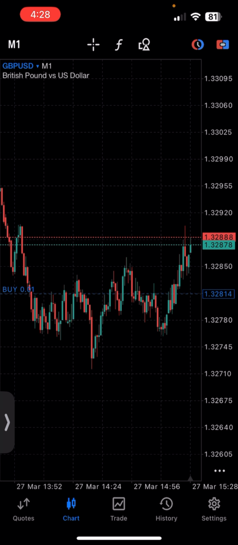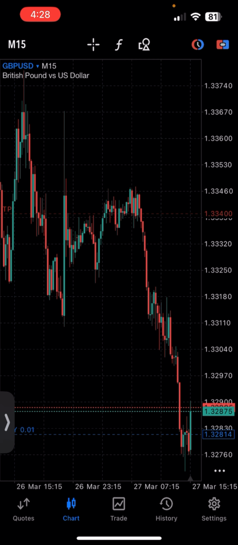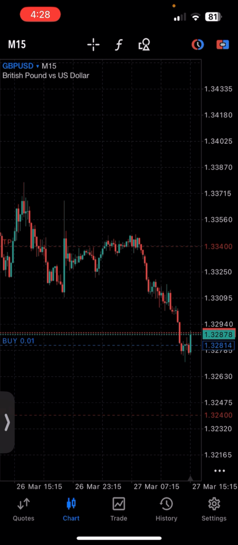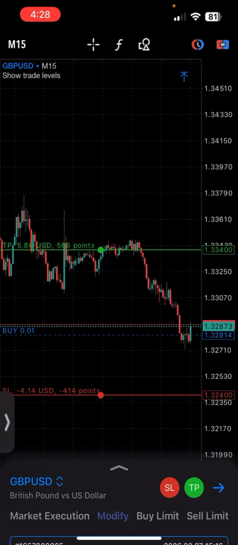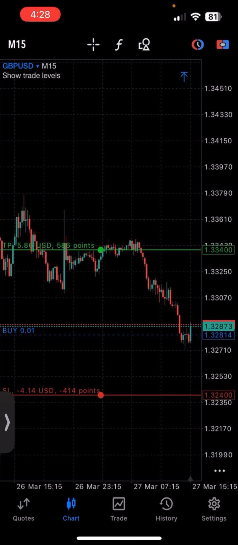So this is the pair, GBP/USD, 1 minute time frame. Let's go to 15. We see, so on 15 minutes we are seeing this. Our TP is right here. We are targeting $5. The stop loss is $4.